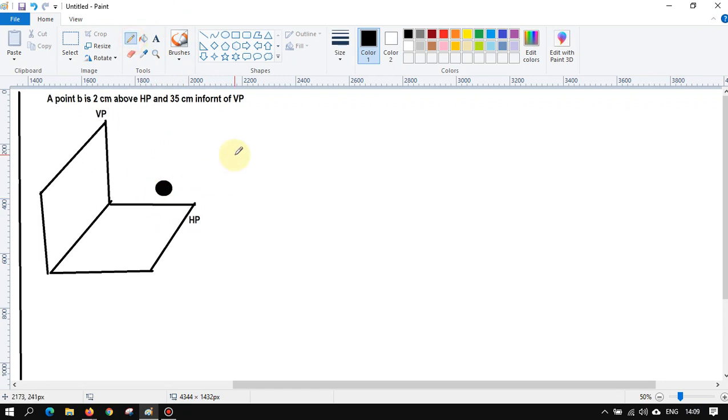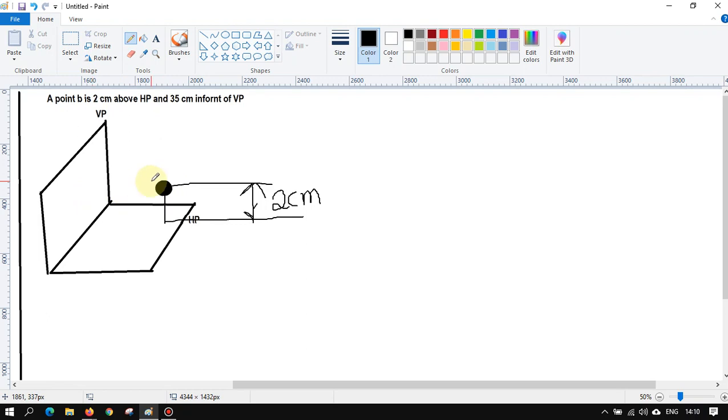Now tell me, above HP, how much is the height of the point? 2 centimeter. That means from this point to this point, it is 2 centimeter. Next, from VP, how much is the distance? 35 centimeters.